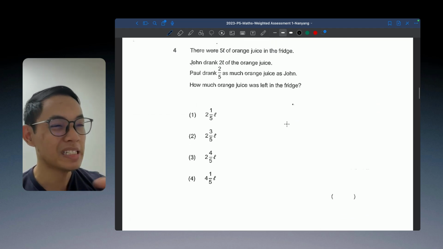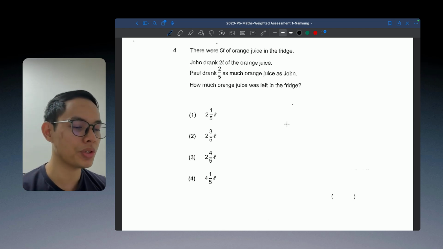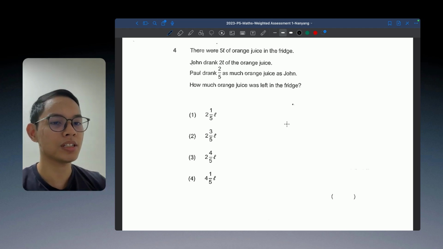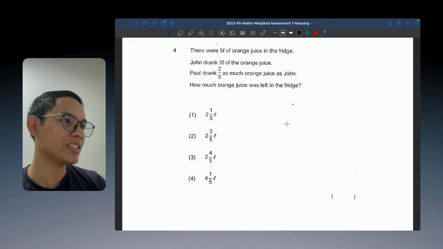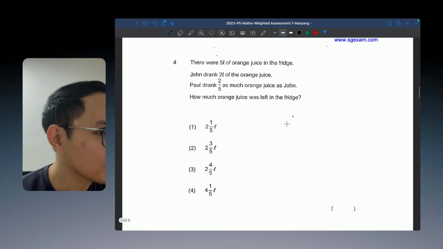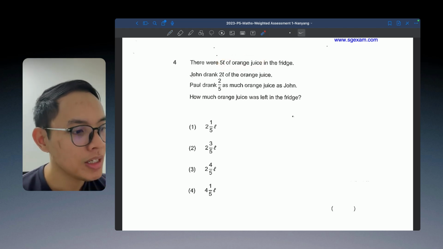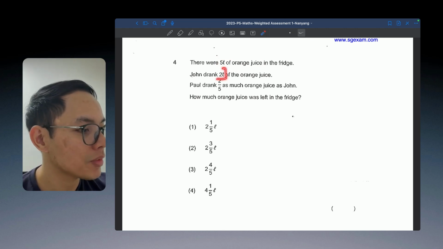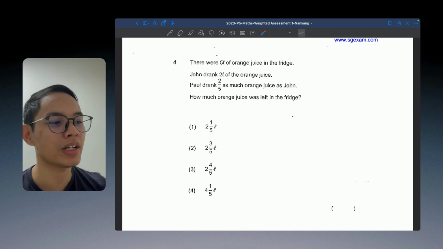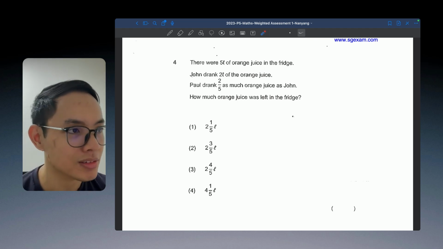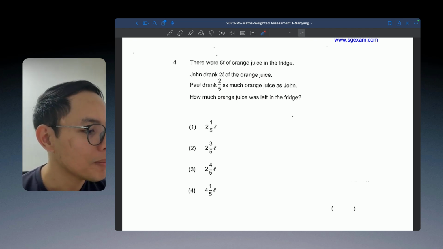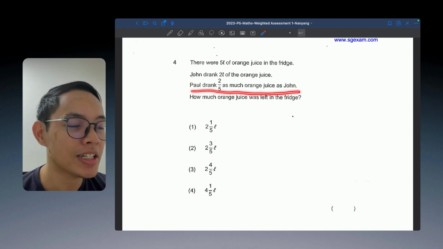Question number 4. This is a bit tricky, so you can pause this video, try this out, and unpause it once you're done. All right, let's see if you got this correct. Okay, so there were 5 liters of orange juice. This is the start, 5 liters, right? Then John drank 2 liters of orange juice. So you have a rough idea, probably 3 liters left. Simple subtraction.